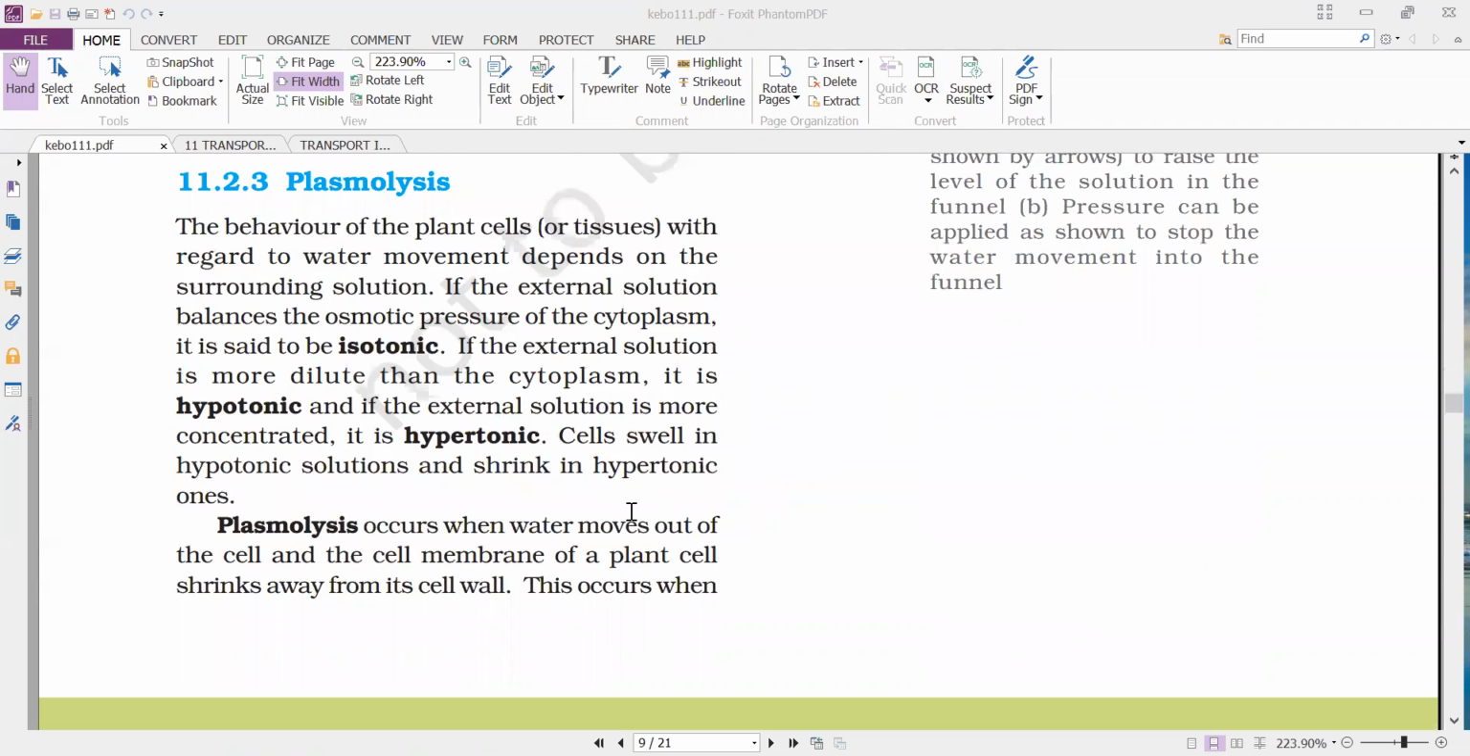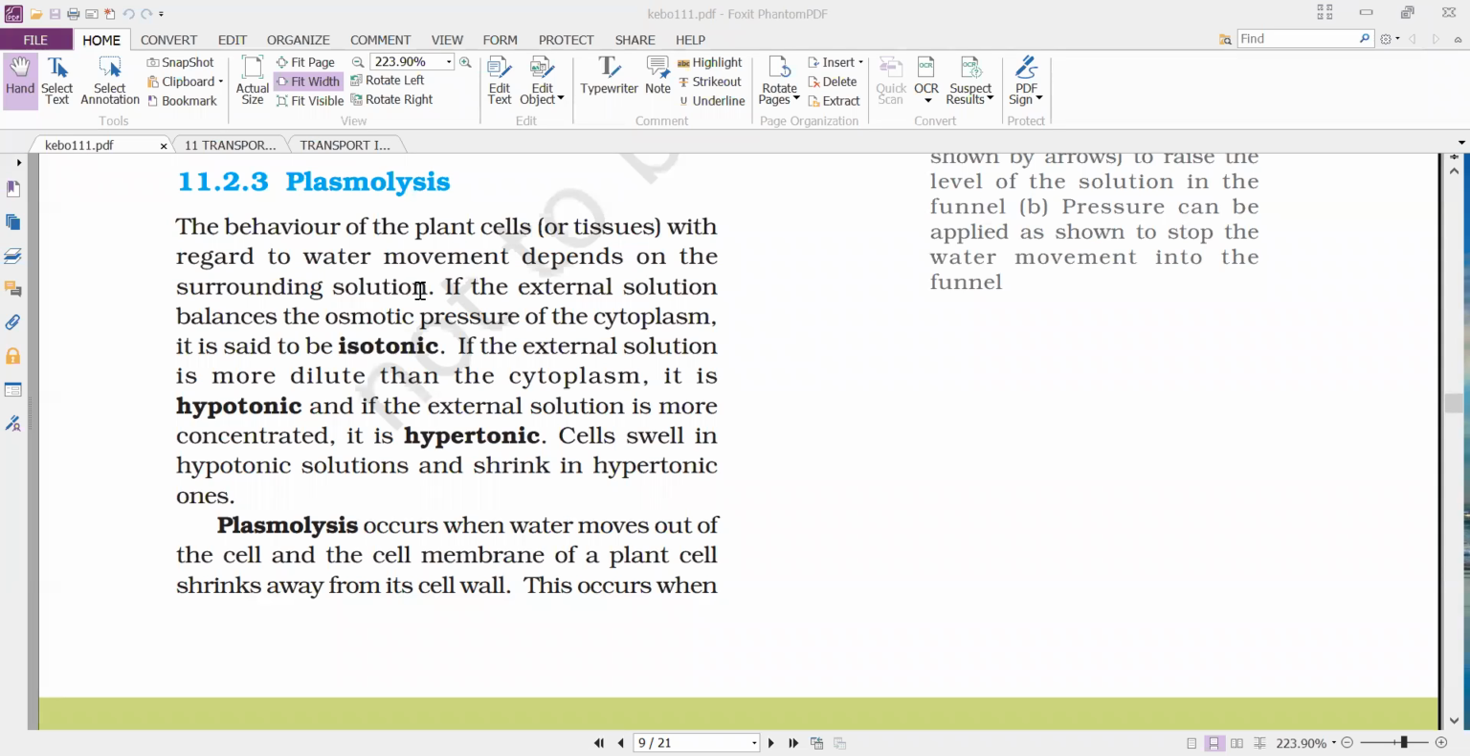Next, coming to the topic, that is plasmolysis. What is meant by plasmolysis? The behavior of the plant cells with regard to the water movement depends upon the surrounding solution.